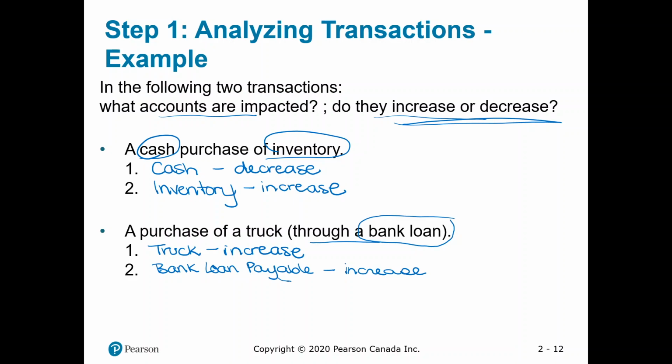And that's really it for step 1. We just have to figure out, okay, what accounts are impacted? Do they go up or down? And to note, if you're doing a question in the textbook, this isn't something you actually have to write out. This is more just a thought process. So what transactions are occurring and what accounts are impacted? Do they increase? Do they decrease?